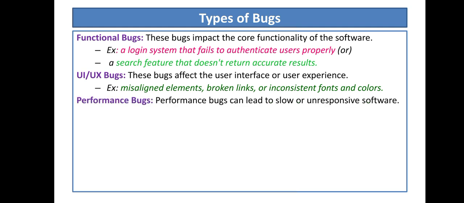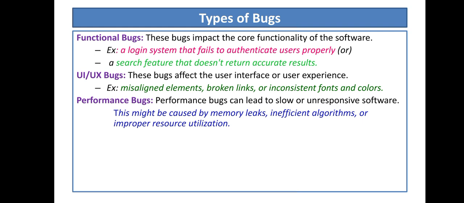Then the performance bugs. Performance bugs lead to slow or unresponsive software. Sometimes the software works, but it is not responsive. It is slow, and that might be caused by memory leaks, inefficient algorithms, or improper resource utilization. So you are not utilizing your resources, RAM or processor, or data access is not proper, or the algorithm we have implemented is not suitable and is inefficient. It may be caused by memory leaks, so whatever data is available is not accessible.